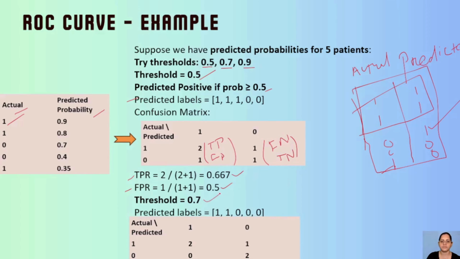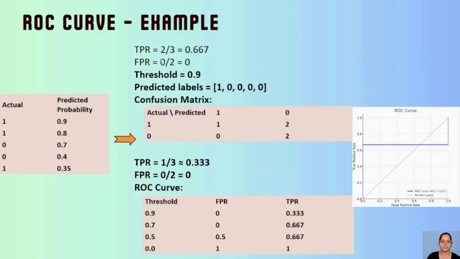Then I am going to calculate for my next threshold. So for my next threshold 0.7, my predicted labels are going to be different. So instead of 1, 1, 1, 0, 0, it's going to be 1, 1, 0, 0, 0. So here I am getting true positive 2, false positive 0, false negative 1, and true negative 2. Then I am again calculating this TPR and FPR, that means true positive rate, false positive rate. Then I'm noting down these values.